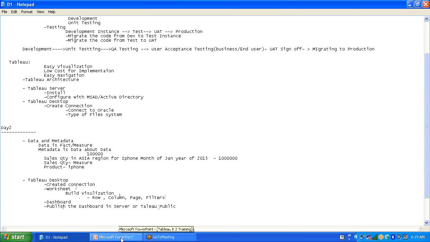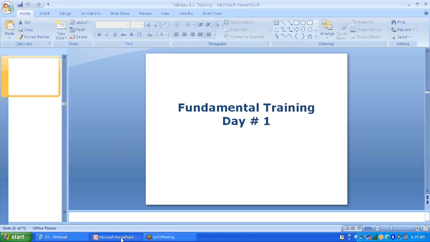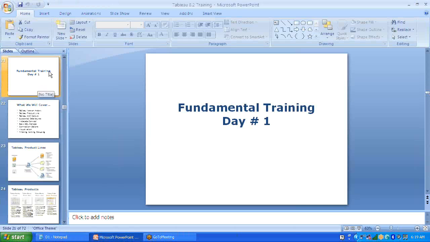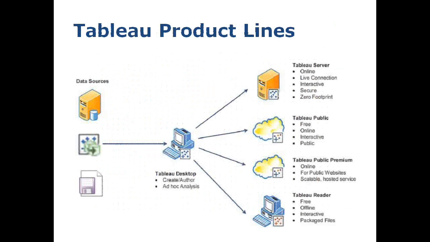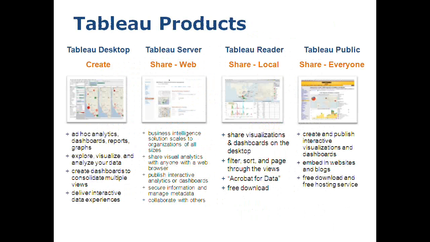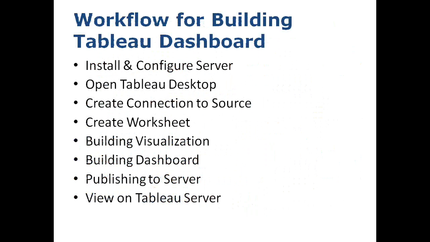Let's go over quickly the slide deck so that we can see. We have covered this architecture. Then we went through the desktop, server, reader, and public. Then we did the installation and configuration steps. We saw the 4-step installation, and after the installation, we configured it with the Active Directory. Once configured with the Active Directory, we allow the user to log in with single sign-on.